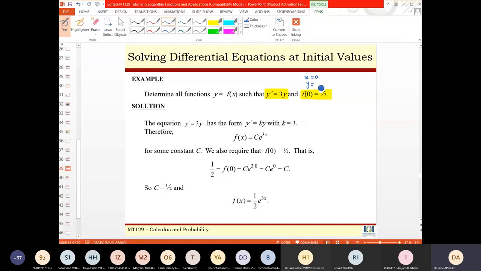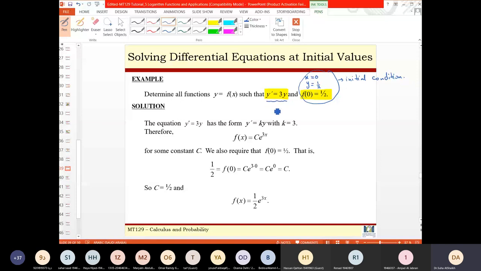What does f of 0 is half mean? It's half. It means that when x is 0, y is half. It gave me something extra. This is what we call the initial condition. It gave me a condition that f at 0 is half.